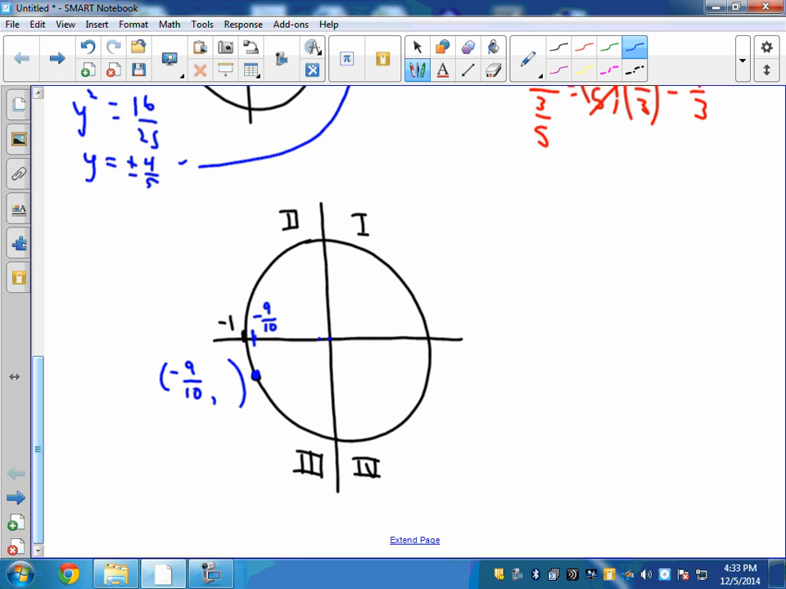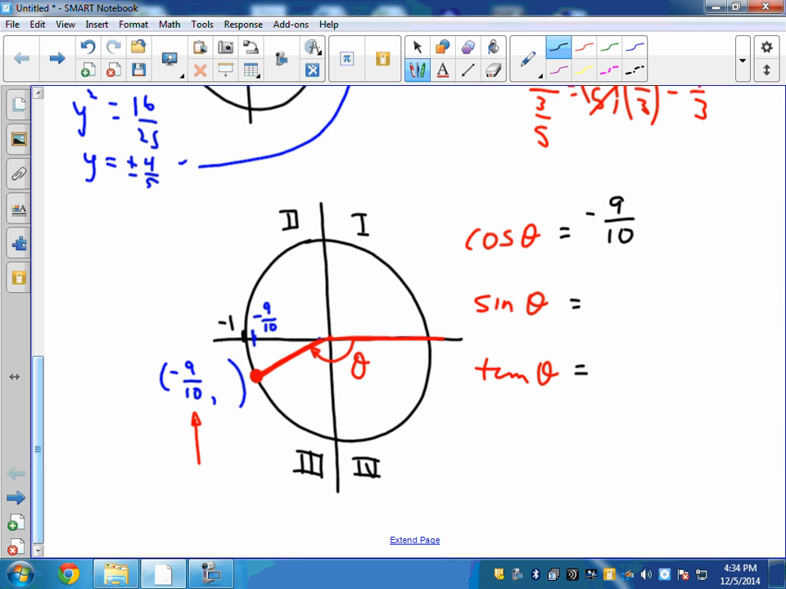And the task is to find all the trig functions, cosine, sine, and tangent for this angle. And let's make this one negative. It doesn't much matter whether we go negative or positive. The terminal point is what we're concerned with. So we'll call this angle theta. Once again, I need the cosine of theta, the sine of theta, and the tangent of theta. In this case, I gave the x-coordinate, so the cosine is given. It's -9/10. And the task is to find the sine and the tangent.